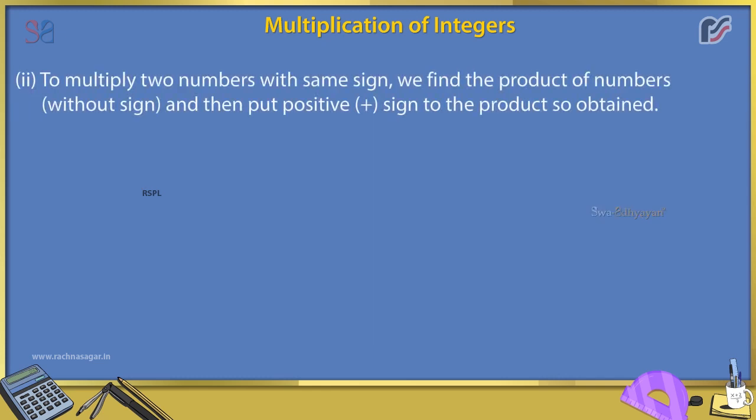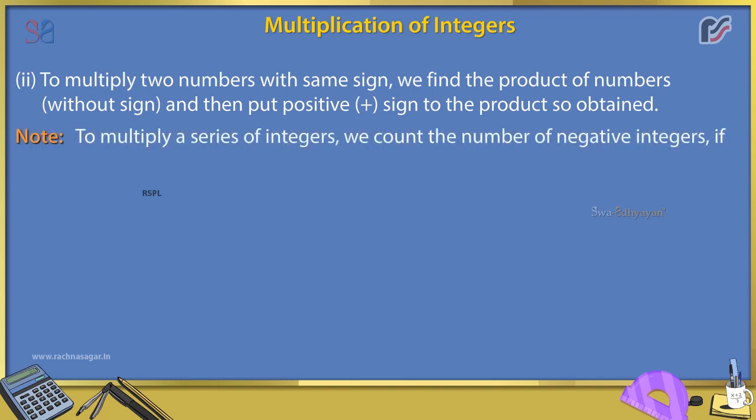2. To multiply two numbers with same sign, we find the product of numbers without sign and then put positive sign to the product so obtained. Note: to multiply a series of integers, we count the number of negative integers. A. If it is odd, the product will be negative.